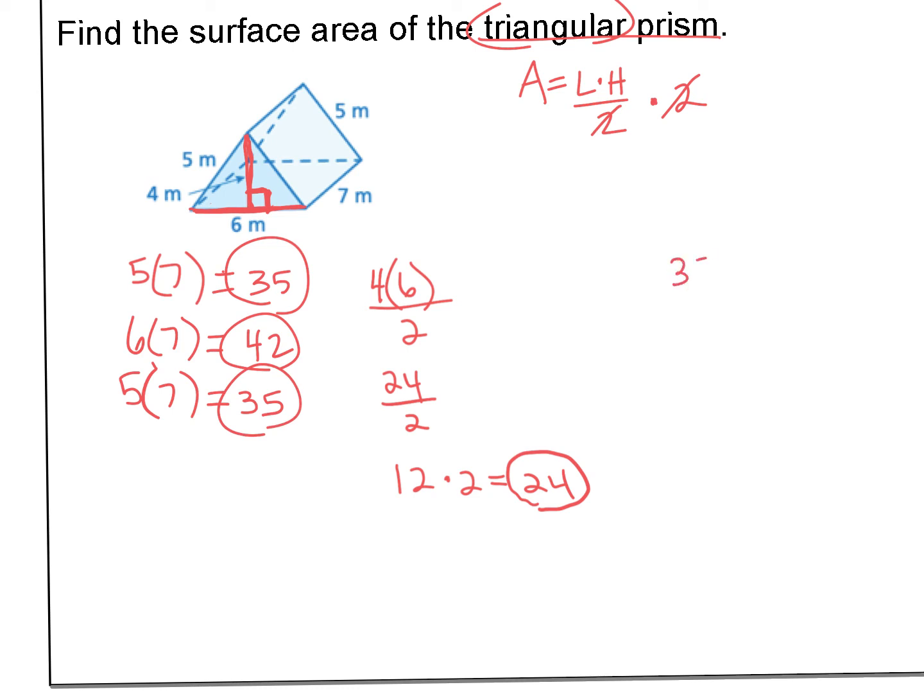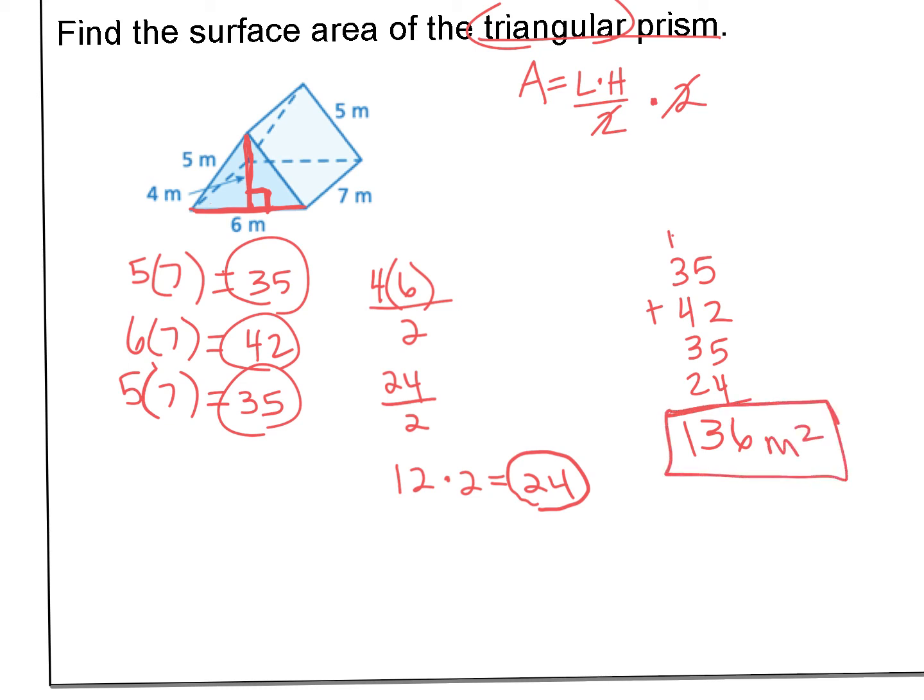So I'm going to add those areas up, 35 plus 42 plus 35 plus 24. I'm going to add all of those areas together. So 10 plus 6, so we've got 16. And then 5, 9, all right, 10, 13. So 136. Yep, 136 meters squared is my final surface area for this triangular prism.